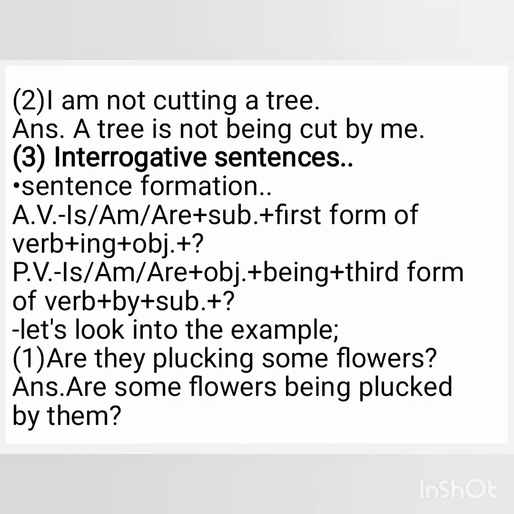Now let's look into the example. Are they plucking some flowers? The answer will be, are some flowers being plucked by them?